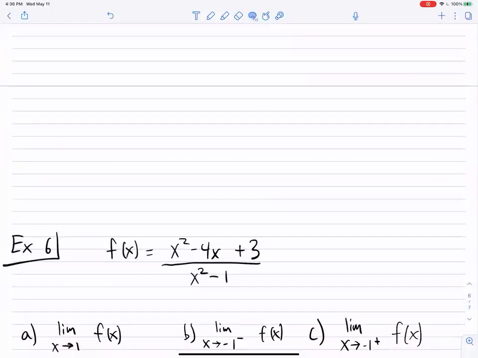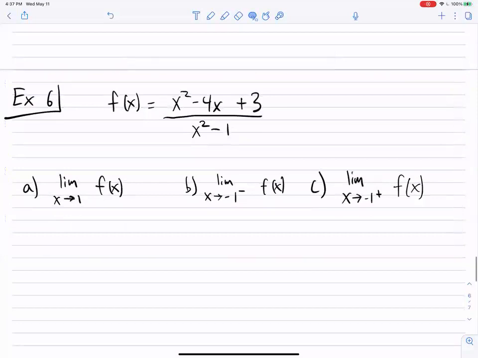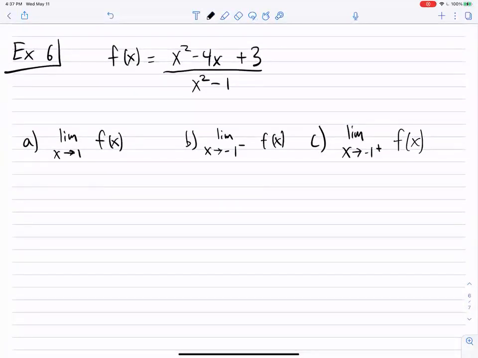Let's try one final example. Let's find the limit as x approaches 1 and the limit as x approaches -1 from the left and -1 from the right. So to find the limit as x approaches 1, we need to find the limit as x approaches 1 from the right and from the left. And so x squared minus 4x plus 3 over x squared minus 1.